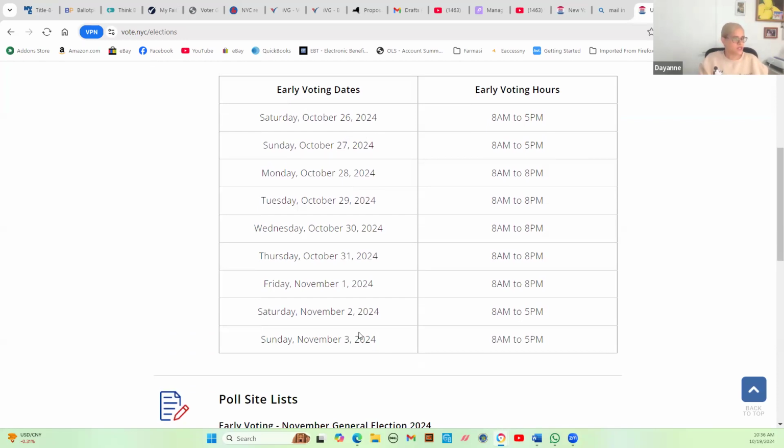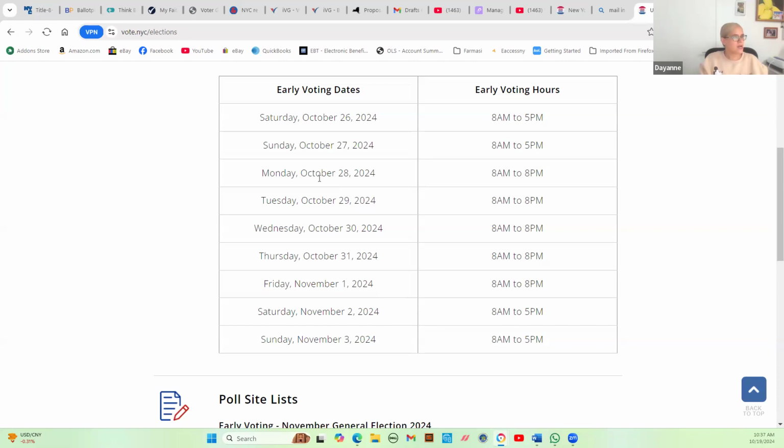Early voting is a very good choice, especially because they are expecting a massive turnout on November 5th. You could be looking at much longer lines. If you're planning to go after work, you're going to be there quite a while. If you're planning to go there before work, you're still going to be there quite a while.